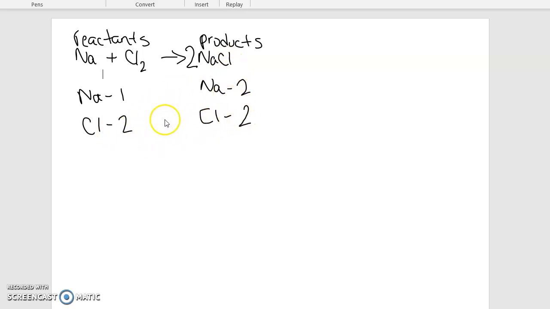All right, now we fixed our chlorine problem here, right? But we messed up sodium. So in order to fix the sodium, we have to make the other side have 2 as well. So we can do that by just putting a 2 in front of sodium. Okay, so now we can change our numbers over here. And we can say now we have 2 sodiums and 2 chlorines. And now we can see that the reactants and the products both match. So this is a balanced equation.